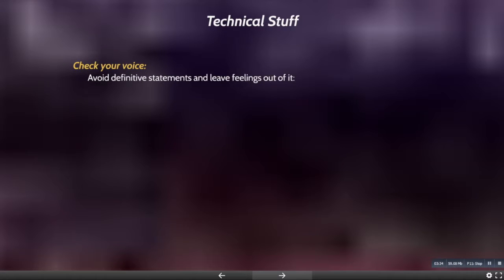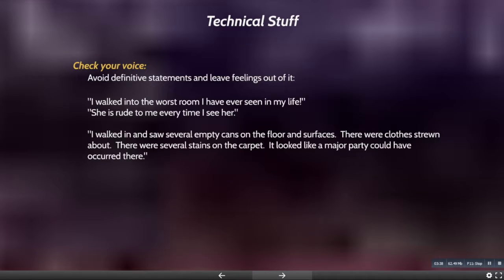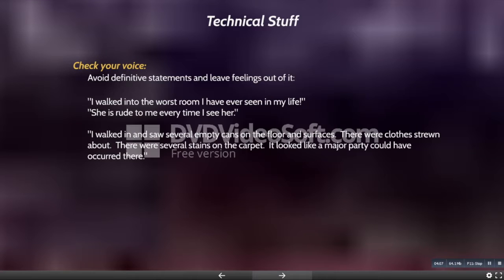So now it's time to get into the technical stuff. You really want to make sure you're checking your voice. Avoid definitive statements and leave your feelings out of it. So there's a big difference between these two statements. And you want to make sure that you're being objective and just stating your observations. Talk about things that people said, what you heard and what you saw. Not.